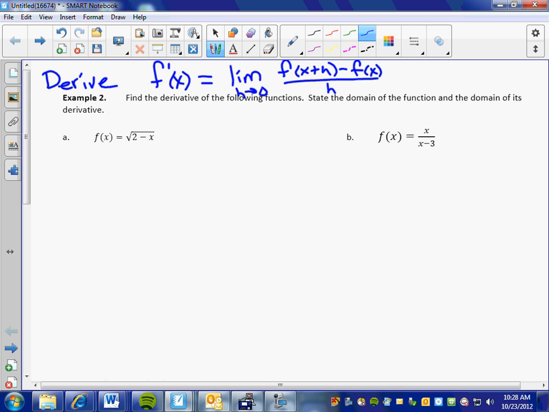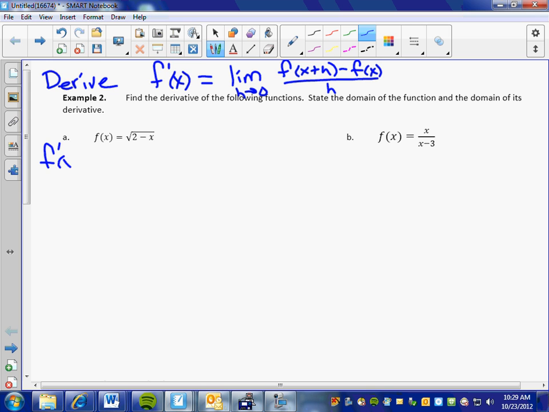a, f of x equals the square root of 2 minus x, and then b, f of x is x over x minus 3. The group last year were definitely able to do these types of problems. But if we extend it a little bit further, they found it too difficult. So I'm going to add one more example. We might have time for it today. It's going to take a while to get through, but the algebra, you guys need practice with. Trust me. So we give it a shot.